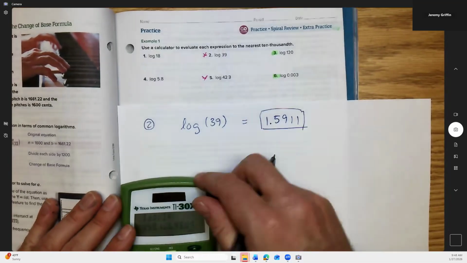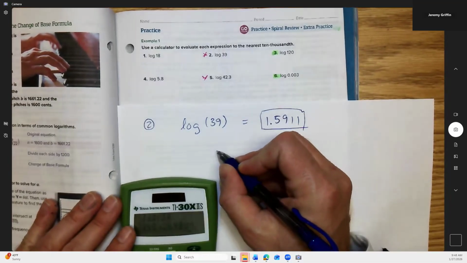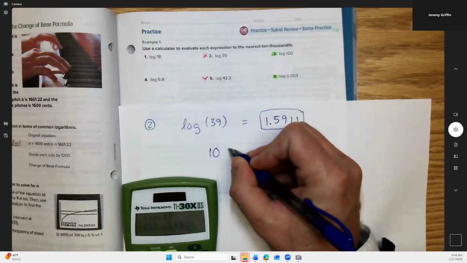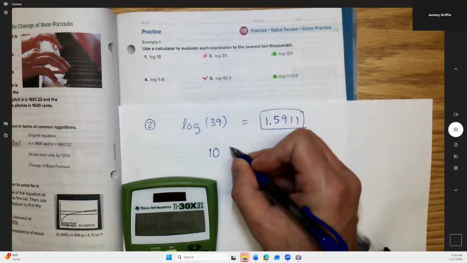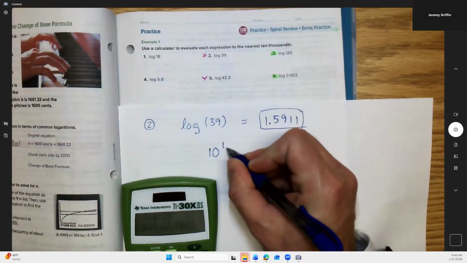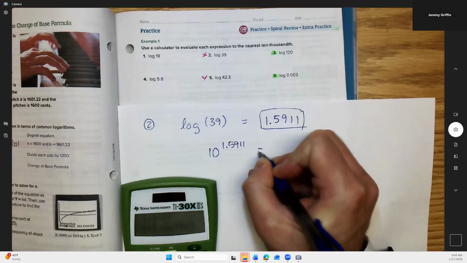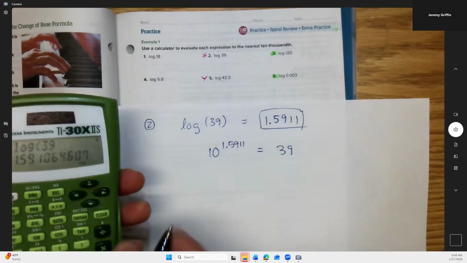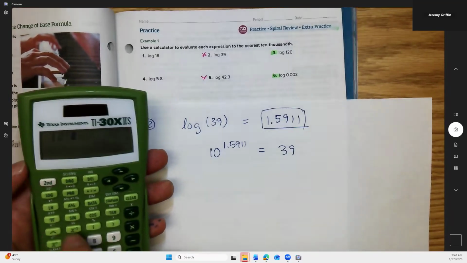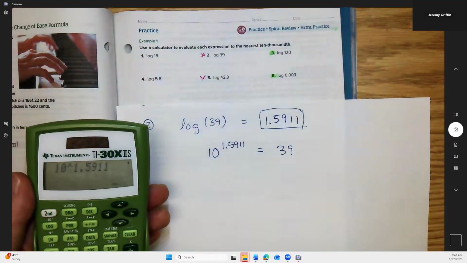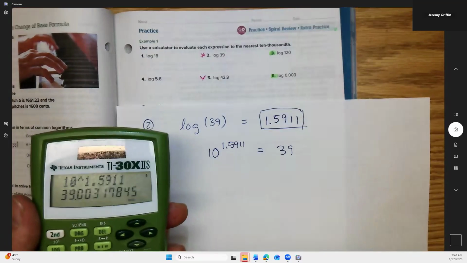Before I go on to the next one, how can you rewrite this as an exponent? Guys, what's that in exponential form? 10 what? 10 to the 1.5911 should equal what? 39. Should equal 39. You guys think that's true? Let's try it out. 10 to the power 1.5911. Now, of course, we cut this off a little bit. Let's round it a little bit. Yeah, 39. Look at that.